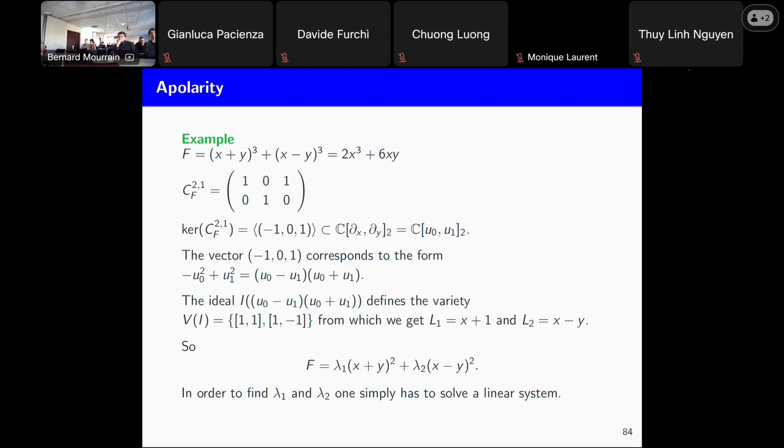So how did I do it? I computed the kernel, I found an element in the kernel, and this element defines an ideal of 2 points. So it's an ideal that is contained in that curve, and these 2 points are the 2 points that I'm going to use to compute the rank, the decomposition of that.